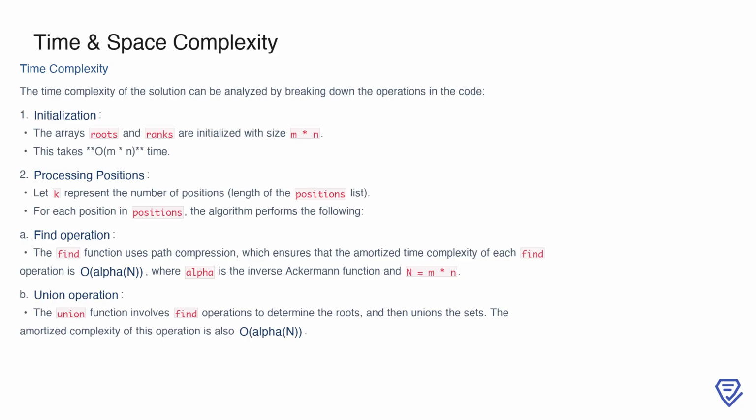For each position, we utilize the find operation, which uses path compression to optimize the structure of the union find data. Thanks to this optimization, the amortized time complexity of each find operation is O(alpha(n)), where alpha is the inverse Ackermann function and n is the total number of cells in the grid, or m*n. Similarly, the union operation, which merges two sets, is also optimized using the find operation and has the same amortized complexity of O(alpha(n)).